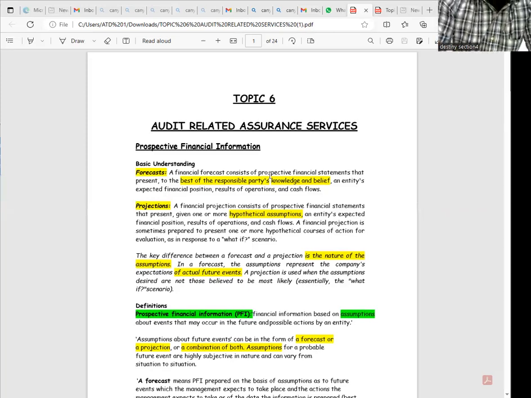So what are the key differences between a forecast and a projection? In a forecast, the assumptions represent the company's expectation of actual future events. Then a projection is used when the assumptions desired are not those believed to be most likely, essentially the what if scenario.